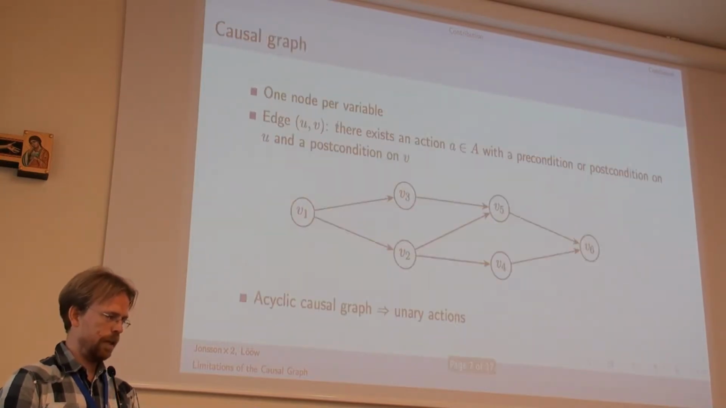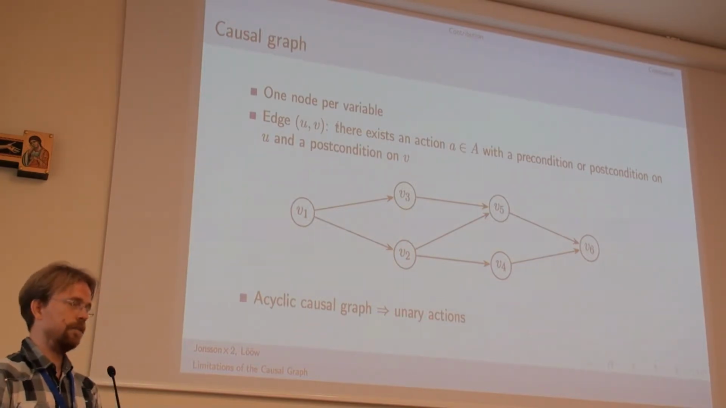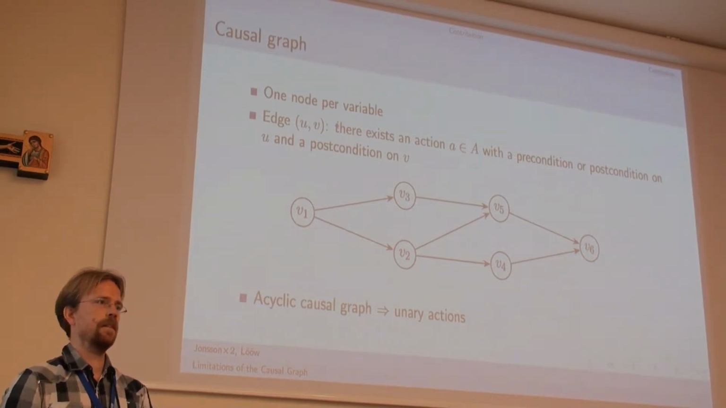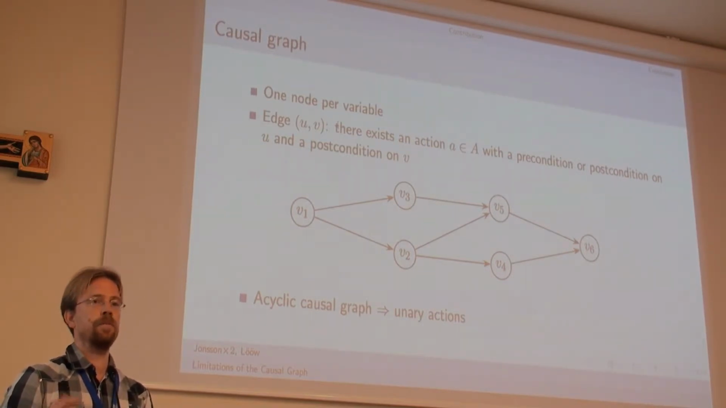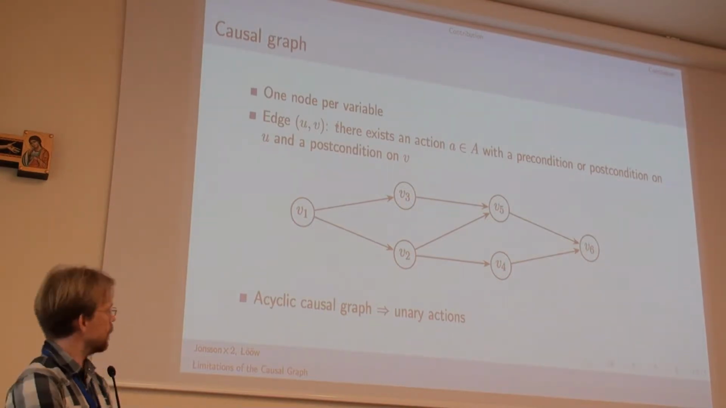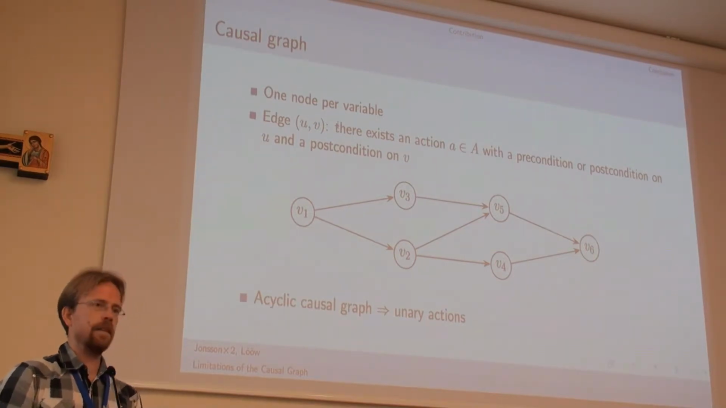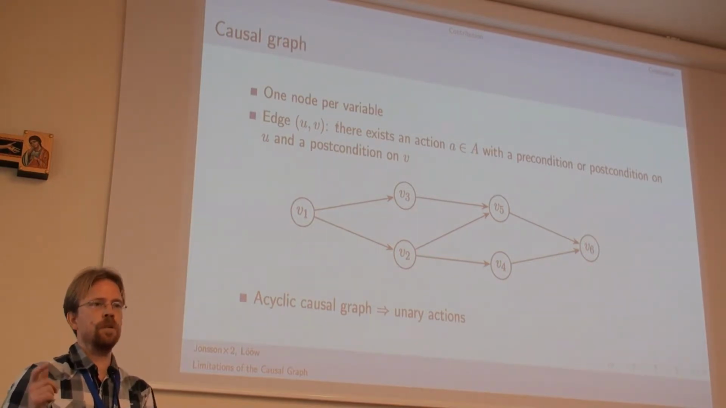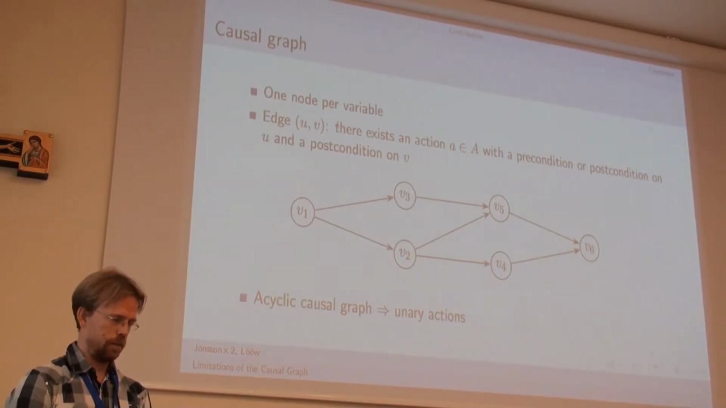So, to formulate our question, first, the causal graph is a graph where you have one node per variable. There's an edge between two variables if there's some action such that the first variable appears either in the pre or post condition of the action, and the second variable appears in the post condition. So this is an example where the causal graph is acyclic for some problem. And the fact that the causal graph is acyclic implies that actions are unary, because if there are two or more variables in the post condition, that will already induce loops in the causal graph.